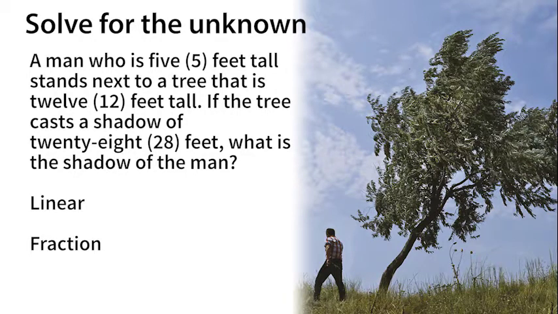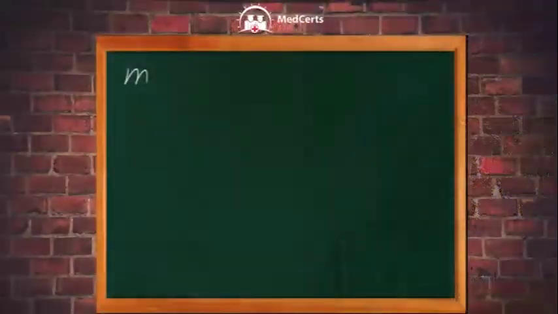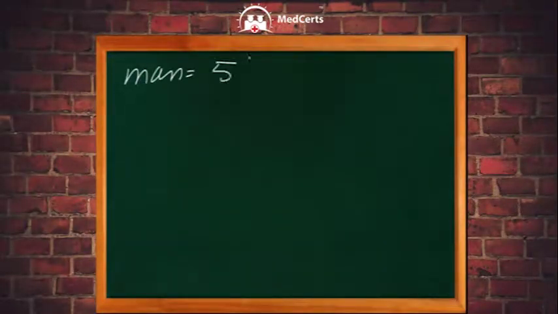As long as you know 3 out of your 4 variables, then you can solve for your unknown. The key is setting up your problem correctly and looking at what is in proportion to what. Now we can do this two ways. We can set this up as a proportion of the man's height in relationship to the height of the tree, or we can set this up as the man's height to the height of the tree in relationship to the tree and the tree's shadow. So first thing we need to do is identify what we have. The man is 5 feet tall. The tree is 12 feet tall.